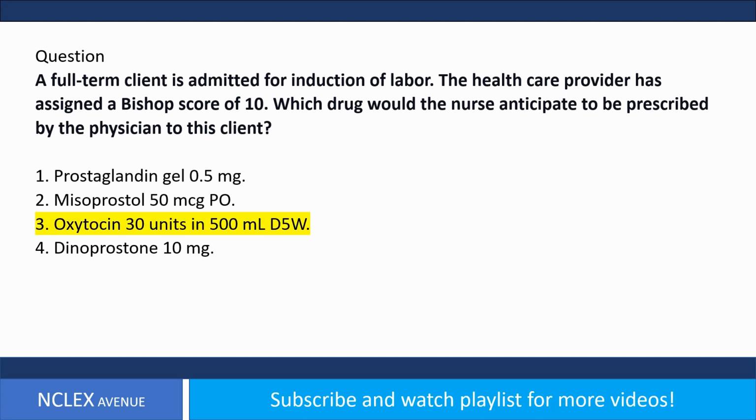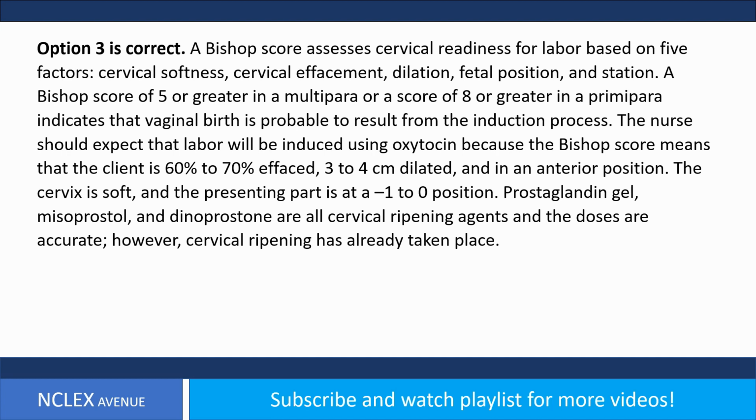Answer. Option 3 is correct. A Bishop score assesses cervical readiness for labor based on 5 factors: cervical softness, cervical effacement, dilation, fetal position, and station. A Bishop score of 5 or greater in a multipara or a score of 8 or greater in a primipara indicates that vaginal birth is probable to result from the induction process. The nurse should expect that labor will be induced using oxytocin because the Bishop score means that the client is 60% to 70% effaced, 3 to 4 centimeters dilated, and in an anterior position. The cervix is soft, and the presenting part is at a -1 to 0 position. Prostaglandin gel, misoprostol, and dinoprostone are all cervical ripening agents, and the doses are accurate.